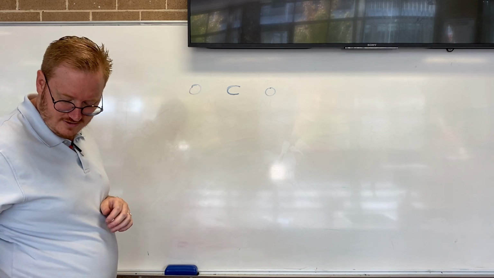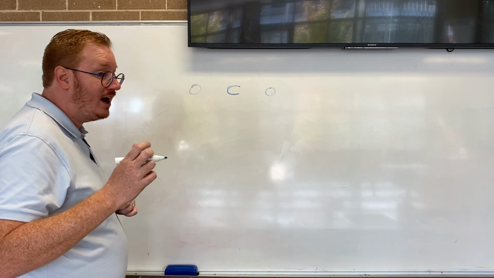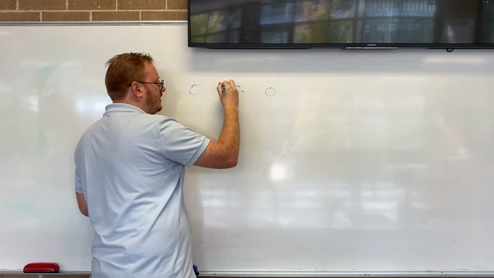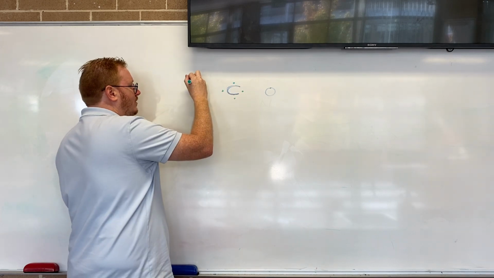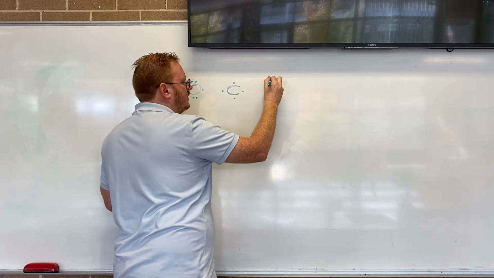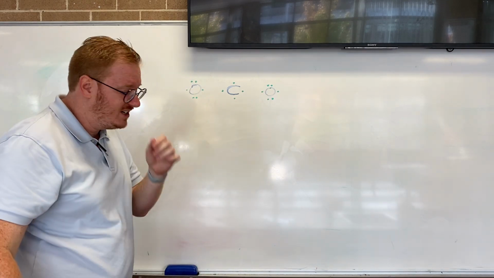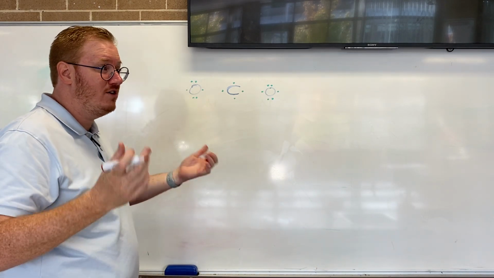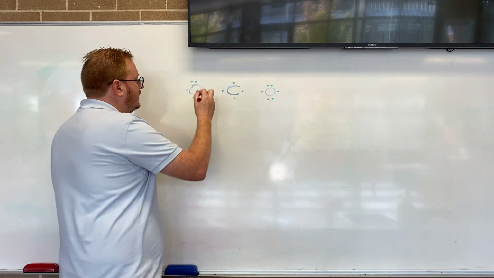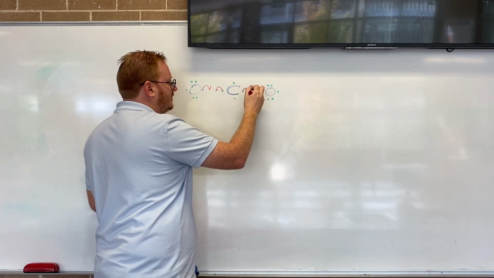Let's put our electron dots around them. Carbon has 4 valence electrons. 1, 2, 3, 4. Oxygen has 6. 1, 2, 3, 4, 5, 6. 1, 2, 3, 4, 5, 6. Let's put a bond in between each carbon and oxygen because we know they are nonmetals and they will bond covalently.